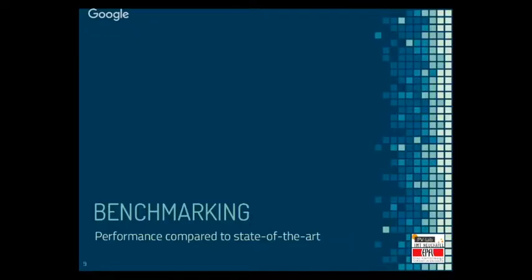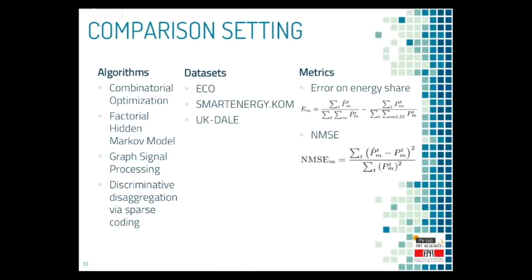But of course, when you build an algorithm, you have to understand where it stands in comparison with other algorithms that have already been implemented in the literature. So we decided to do the following comparison setting. We looked at these 4 main algorithms: combinatorial optimization, FHMM, graph signal processing, and discriminative disaggregation via sparse coding. These are the 4 algorithms we have decided to compare ours with.